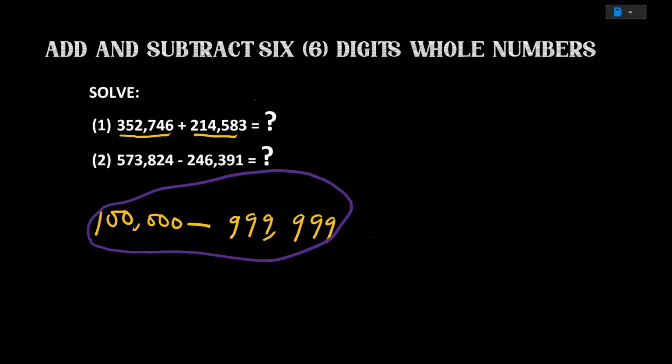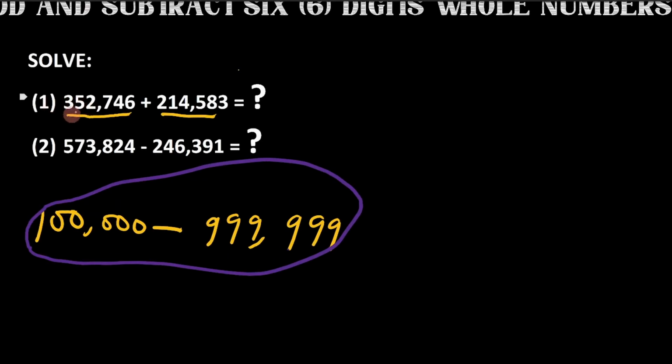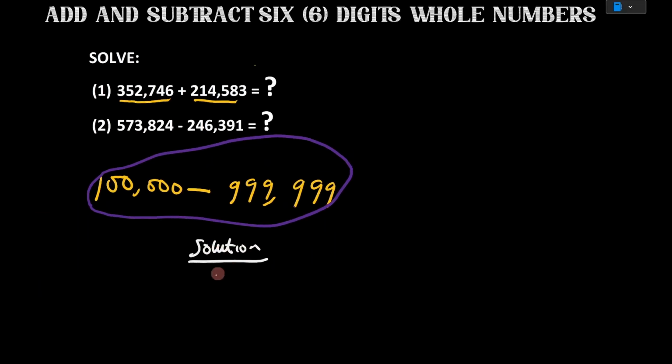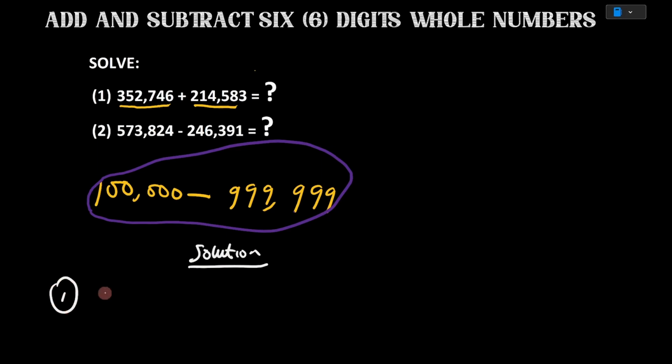Whole numbers are numbers that do not have decimals or negatives, so they start from 0 and continue forever, from 0 to all the positive numbers that you can think of. To solve question number 1, here we'll apply our knowledge of the place value system.